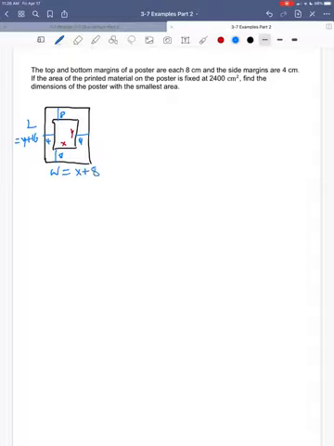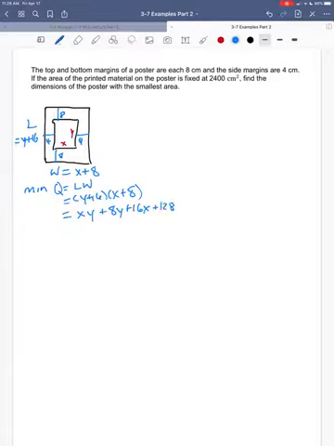And I'm trying to minimize my total area Q. That's going to be length times width. So that's going to be y plus 16 times x plus 8. So that's going to be xy plus 8y plus 16x plus 128.